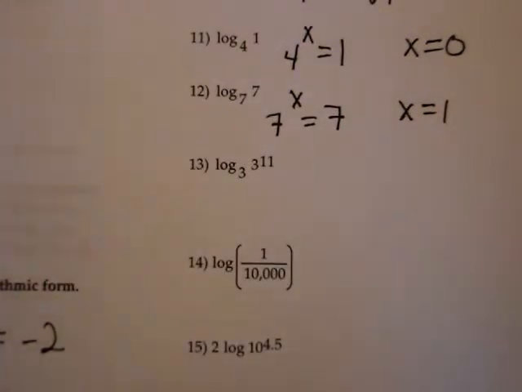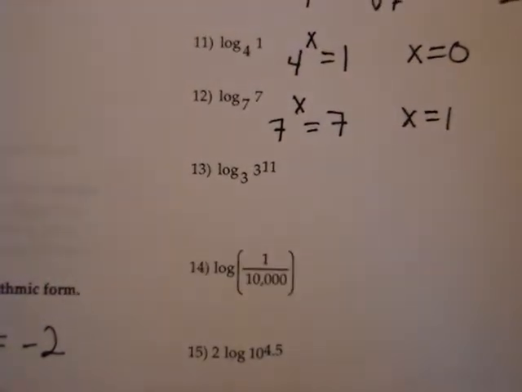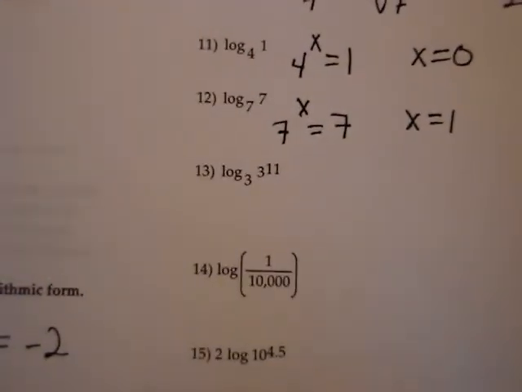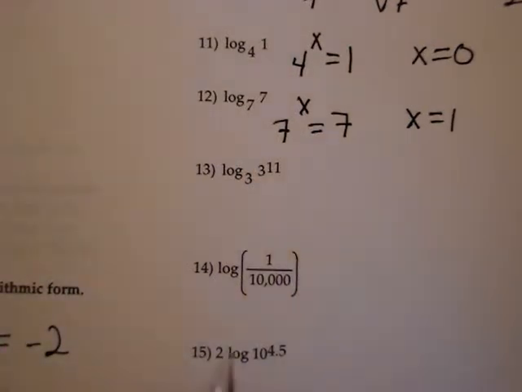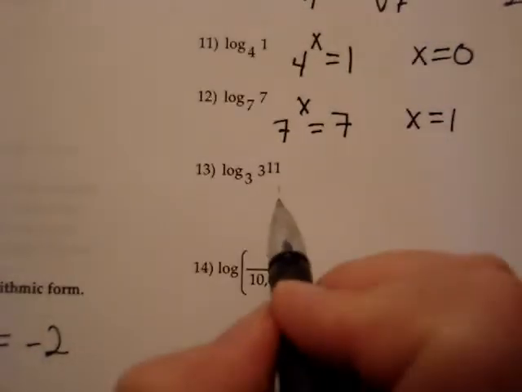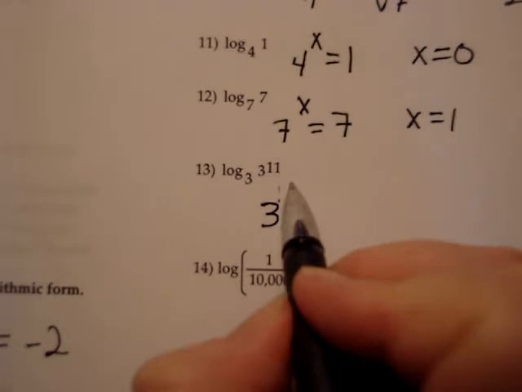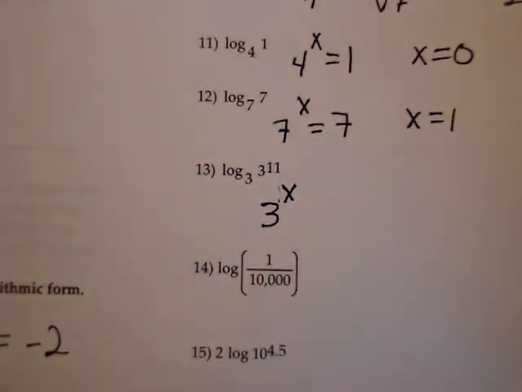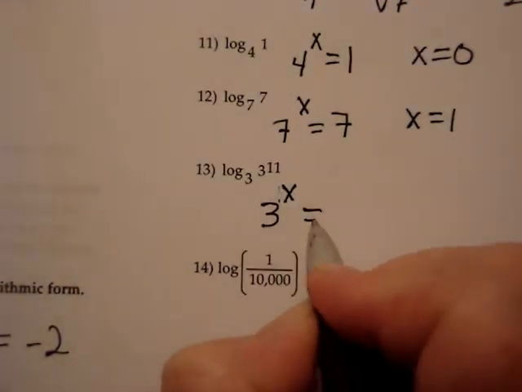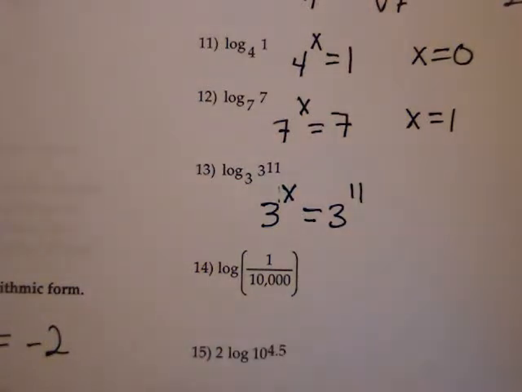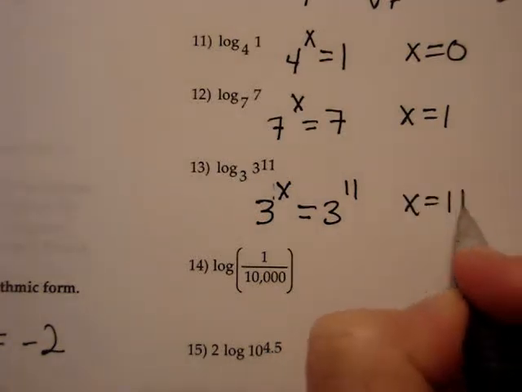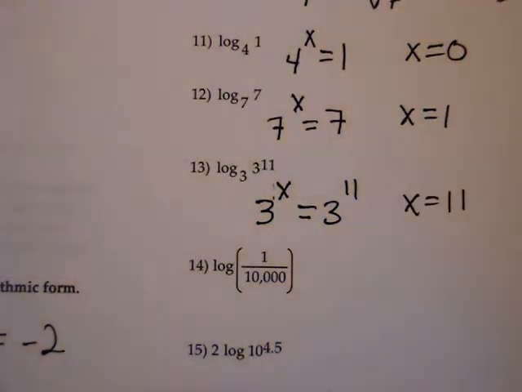Okay, let's continue with 13, and then we'll look at our basic properties again. So 13 has log base 3, so if I have a base of 3, what exponent did I put on 3 to get an answer of 3 to the 11th? Well, once again, it seems obvious when you write it like that, right? X has got to be 11. But now there's another way to think about this.